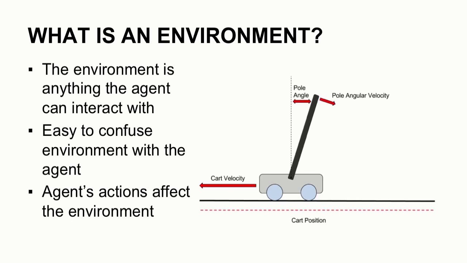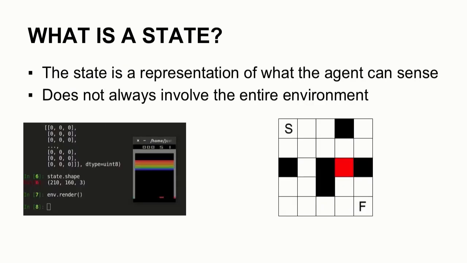Another example would be a cart trying to balance a pole. The cart is part of the environment, and the variables such as cart position, cart velocity, pole angle, and pole angular velocity are things that can change in the environment as a result of the agent's actions. The state is what the environment sends to the agent to be interpreted.